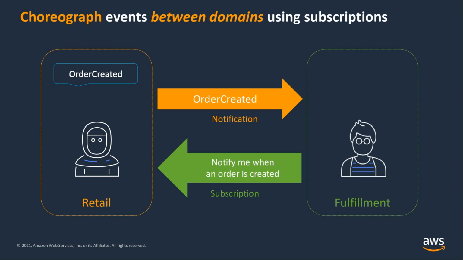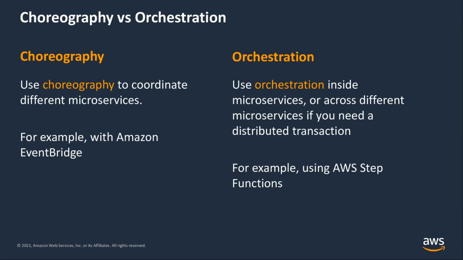So between bounded contexts, the idea of event-driven architecture is to choreograph events using subscriptions. The publishers of events are responsible for sending events to well-known locations. After the event has been successfully sent, the publisher has no expectation for who will receive the event or how it will be processed. This is called choreography. Choreography is an approach to execute different independent events in a specific order.